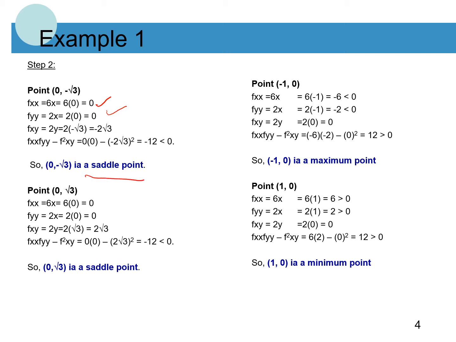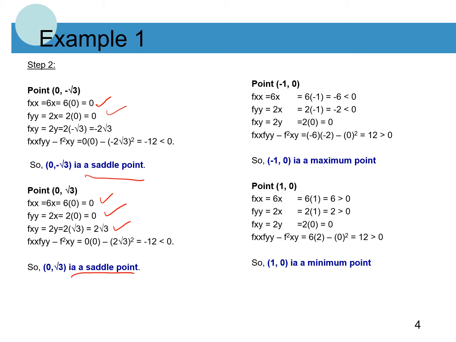For the point (0, square root 3), again we substitute x equal to 0 and y equal to square root 3 into fxx, therefore we get 0. fyy, 2 times 0 is 0. fxy is 2 times square root 3, therefore 2 square root 3. fxx fyy minus (fxy) squared equal to 0 times 0 minus (2 square root 3) squared equal to negative 12, therefore less than 0. Then this is also a saddle point for (0, square root 3).